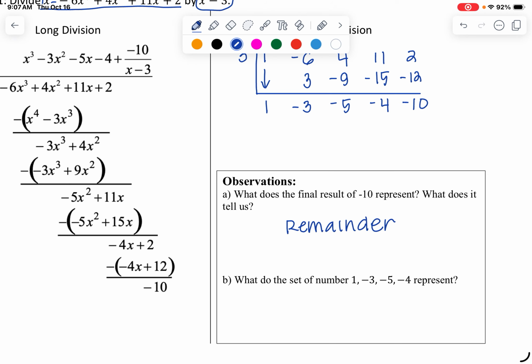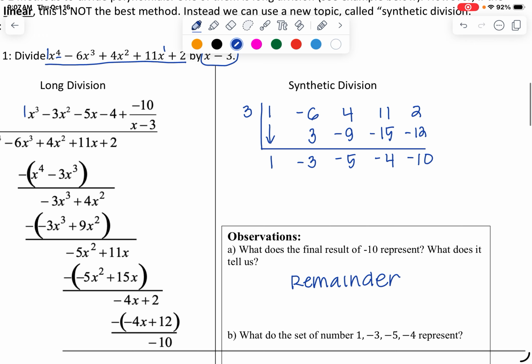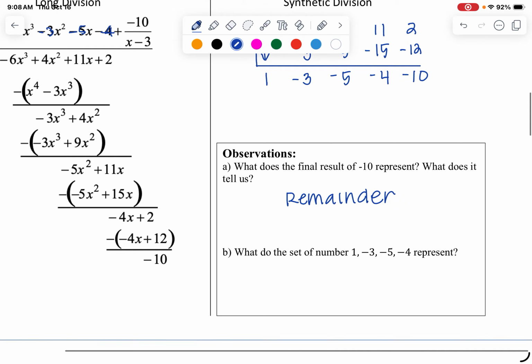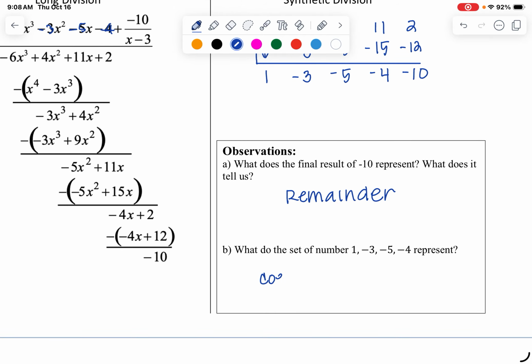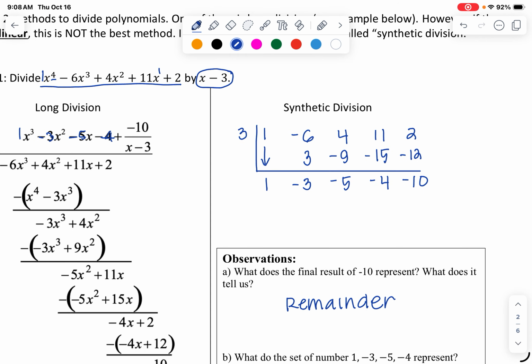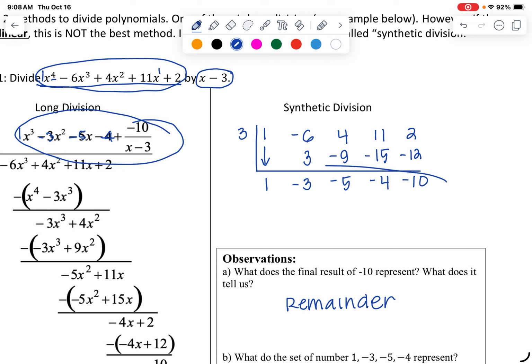And what do the 1, -3, -5, and -4 represent? Those are the coefficients on our terms. So what we're going to do now is write our answer, because we have no answer written. So x to the 4th minus stuff, divided by x minus 3 is, and now I have to write this as my answer. So I have to make sure I can go from this to this, okay?